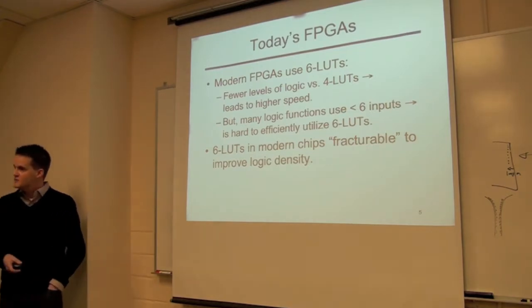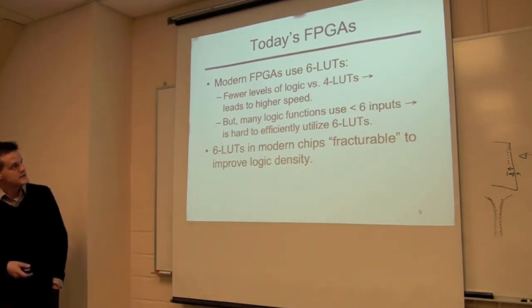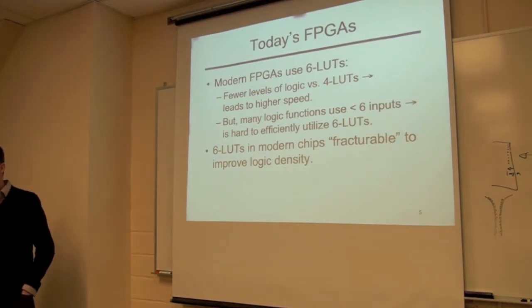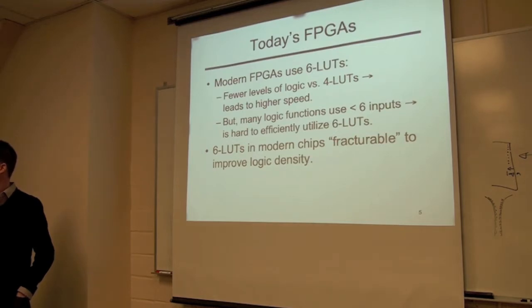So today's FPGAs, we know that the modern FPGAs use 6 input lookup tables. And the reason for going to 6 input versus 4 input is you use fewer levels of lookup tables, which means you have naturally fewer levels of interconnect between the lookup tables, and that will give you better speed. However, many logic functions use less than 6 inputs, and it's hard to efficiently utilize 6 input LUTs.